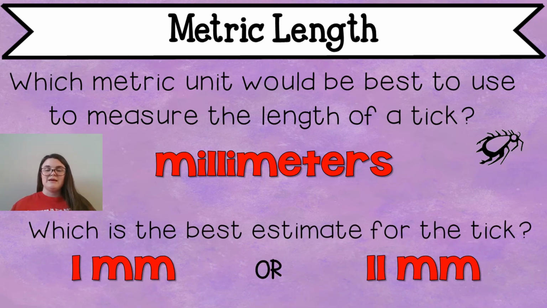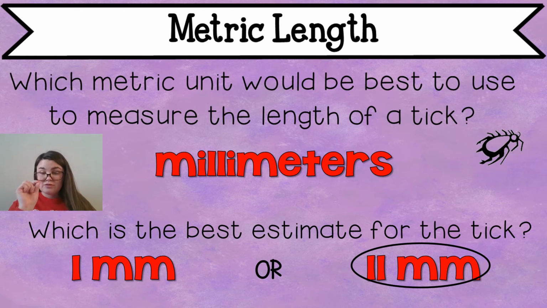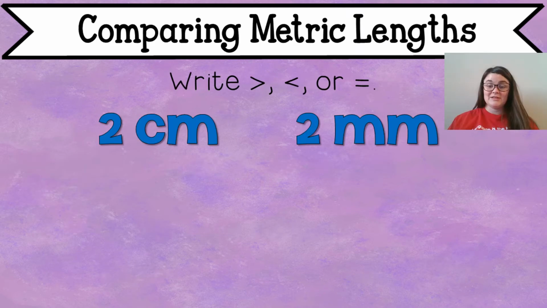Which is the best estimate for the tick? Do you think it's 1 millimeter, or do you think a tick might be 11 millimeters? I would guess 11 millimeters. It's small, but it's not so small that we can't see it. So 11 millimeters is a good guess.